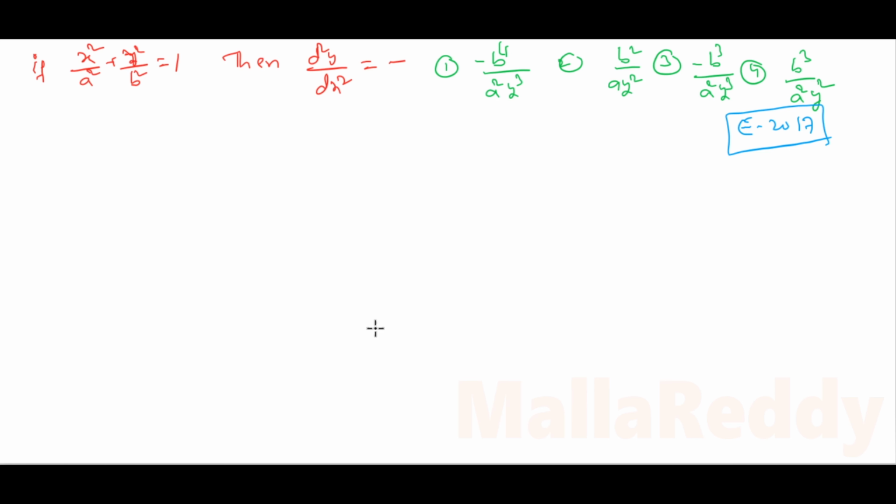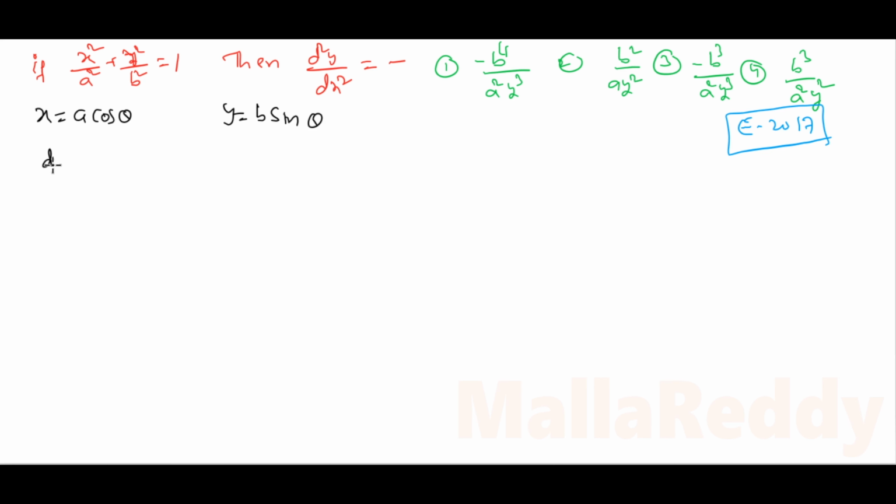If x square by a square plus y square by b square is equal to 1, then d square y by dx square is equal to dash. So this problem is from MSET 2017. Here it is given x square by a square plus y square by b square is equal to 1. This is the equation of the ellipse. So the parametric equations of the ellipse are x is equal to a cos theta and y is equal to b sin theta.